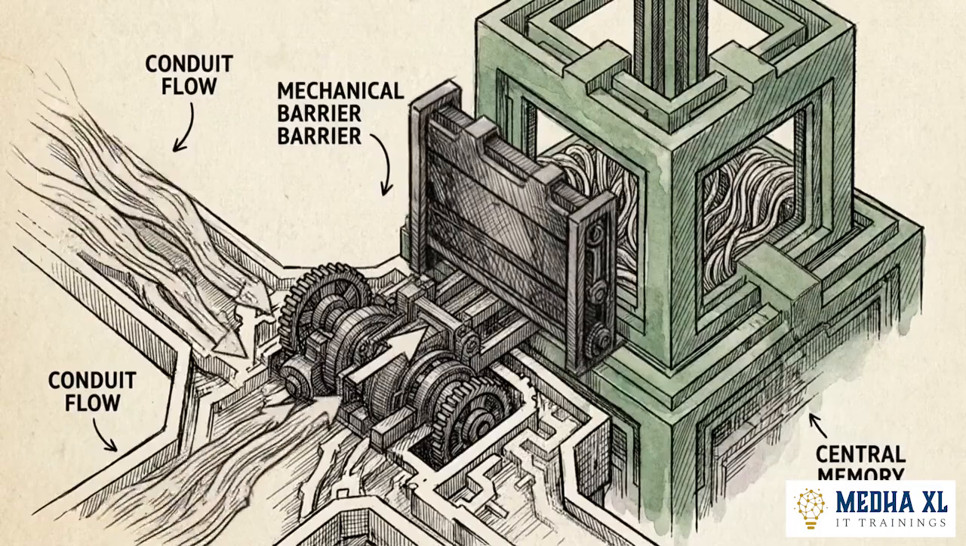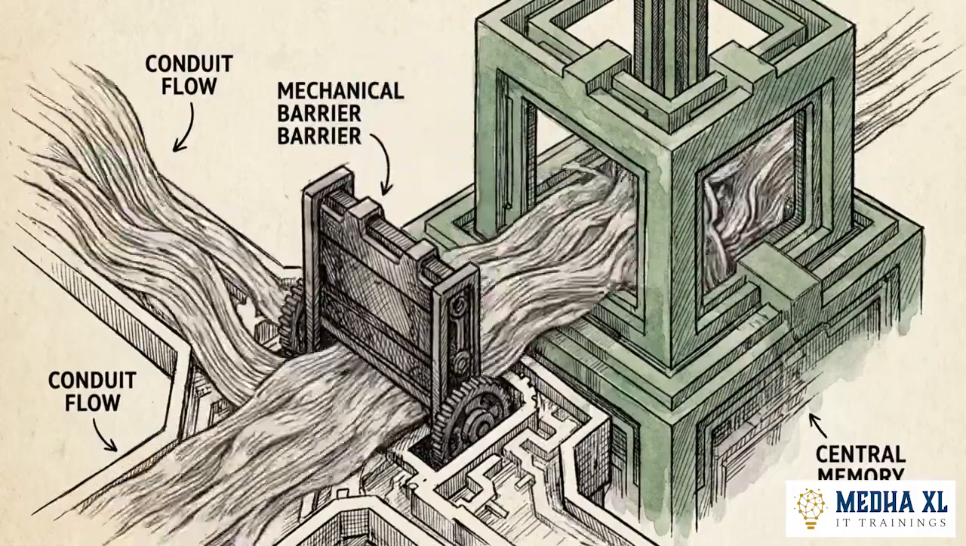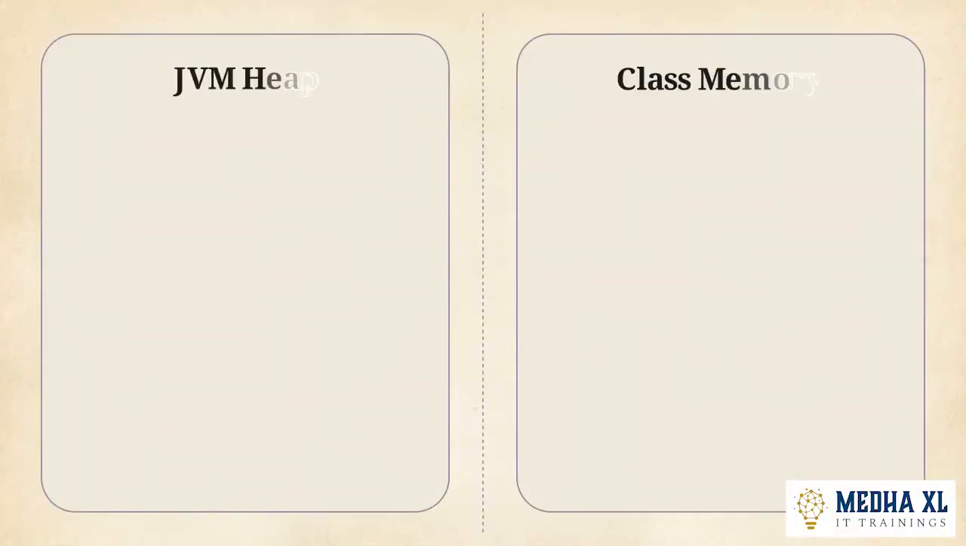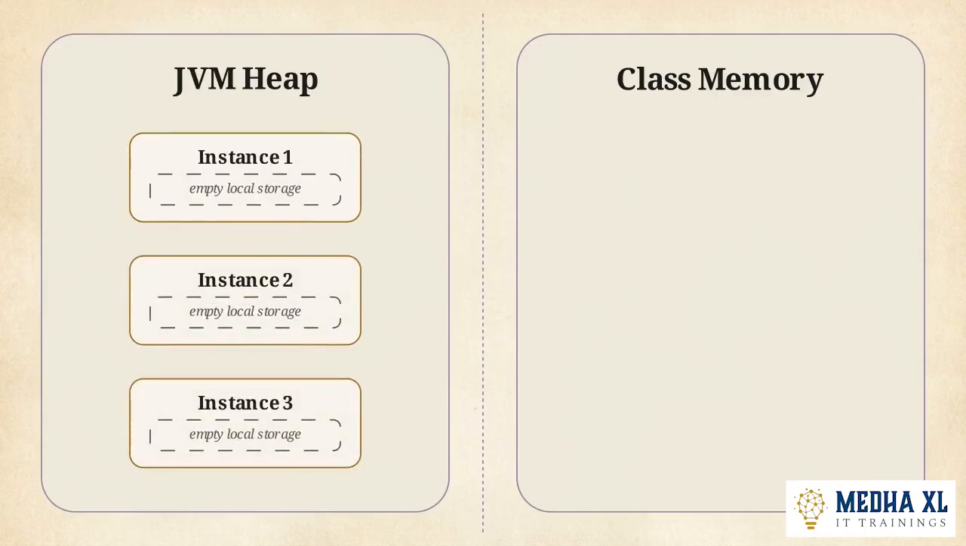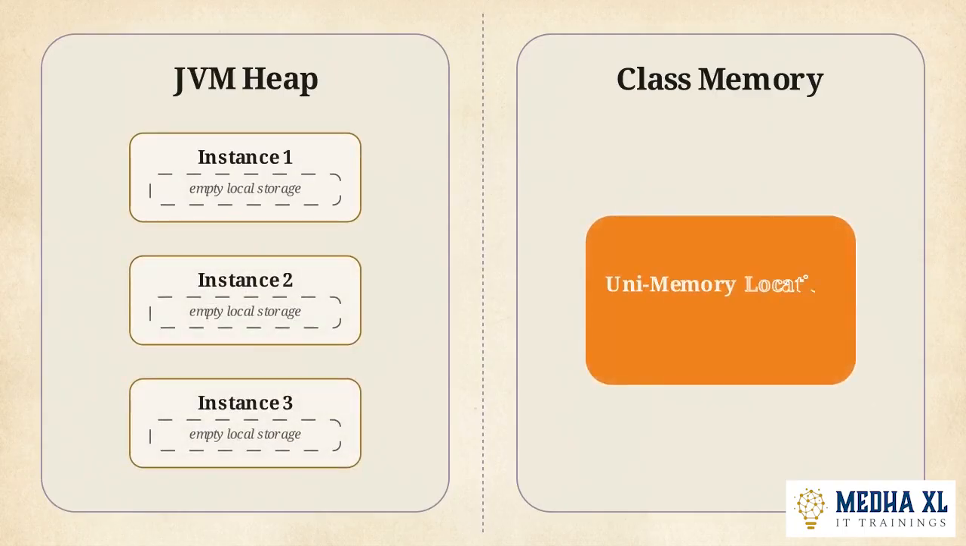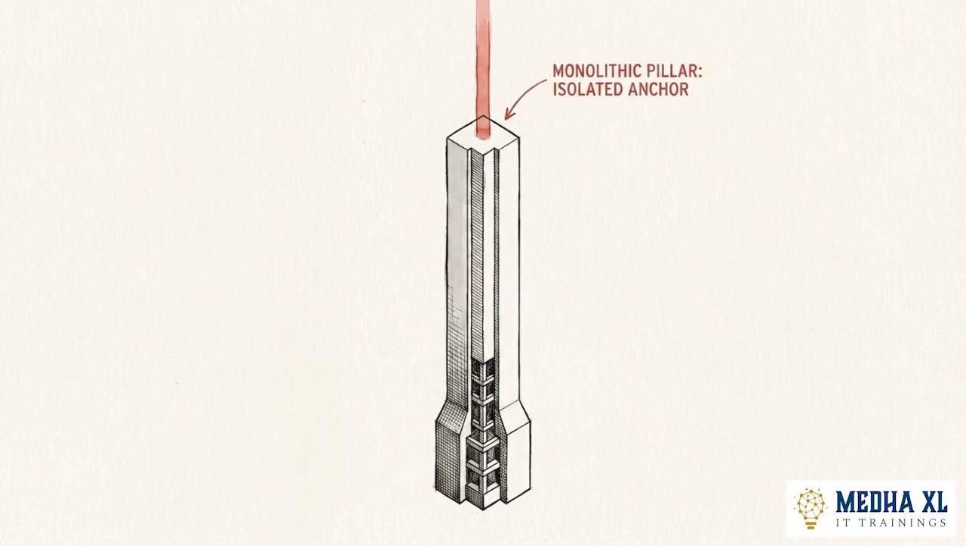Declaring a variable as static intercepts the standard compiler process, telling the system to shift memory allocation completely away from individual objects. This split-screen visualization demonstrates the architecture. On the left, the JVM heap with empty object instances. On the right, class memory, housing a single bright data block, a uni-memory location. As instances generate, they draw routing lines directly to that singular block, bypassing local storage. The JVM enforces a strict single-instance rule. Only one version of this specific variable will ever exist in memory.